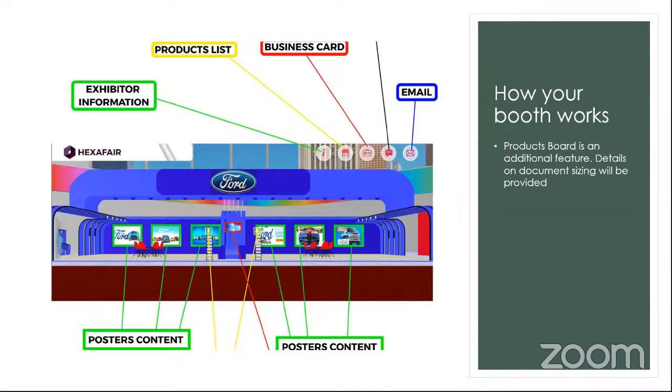I, as a visitor to your space, can click on any of these items. It will show me exhibitor information. I can check out your products list. There will be the business cards of the people who are manning the booth, emails, poster contents, etc.